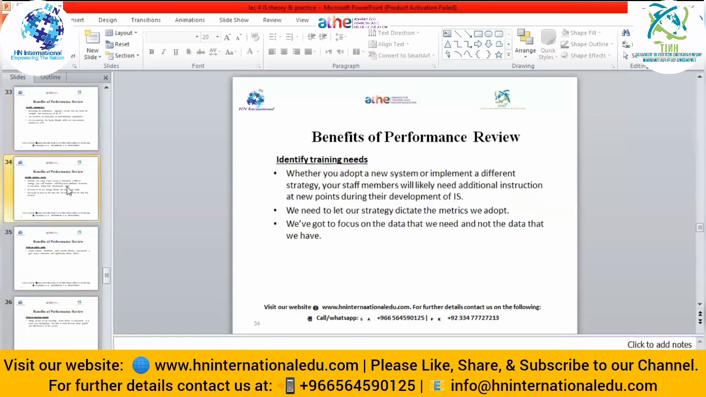Where there is need of training, and the persons are feeling difficulties, we can make training sessions for them, and we can improve their performance. So whether you adopt a new system or implement a different strategy, your staff members will likely need additional instructions at new points during the development. We need to let our strategy dictate the metrics we adopt, and we have got to focus on the data that we need and not on the data that we don't need. So we can focus on the training as well as other things that need attention.